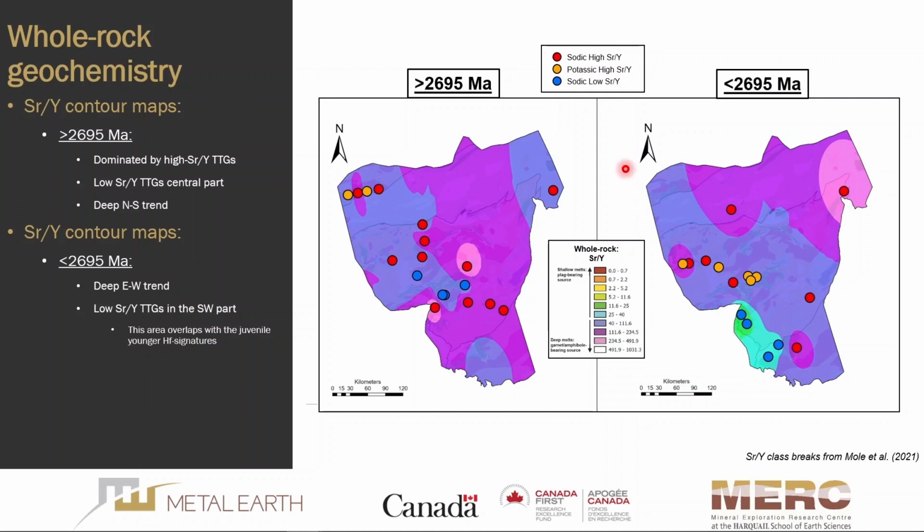And so, yeah, all in all, the older rocks are dominated by high strontium-yttrium TTGs. We have some exceptions, and I'm going to be careful using the word trend here after Tao's presentation. But what we do see is that we have this area here that indicates that you might have some deeper sources that are trending north-south. And as we move on to the younger rocks, we don't see that trend anymore. It looks like there's probably something more east-west.